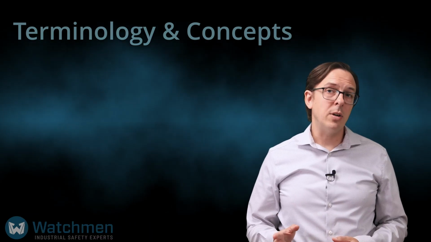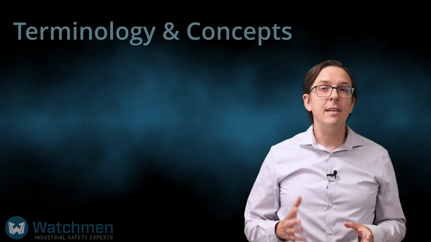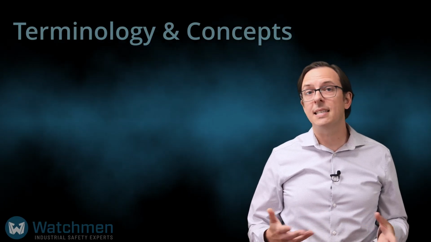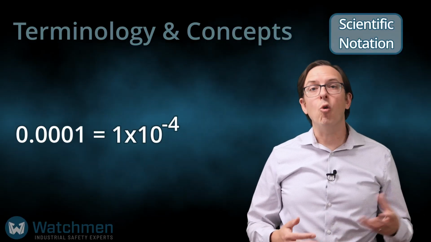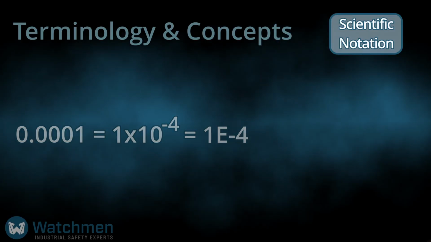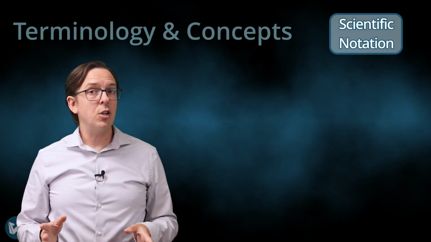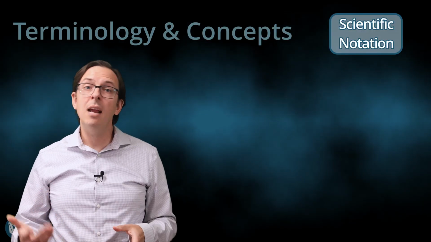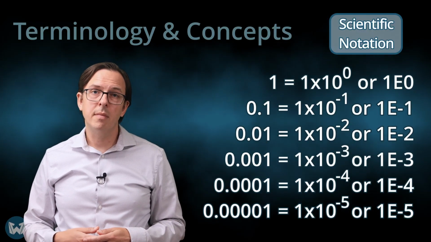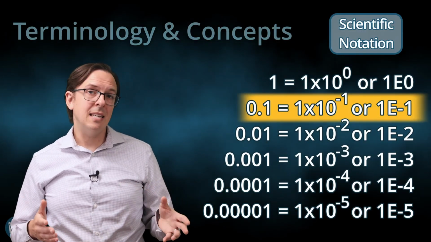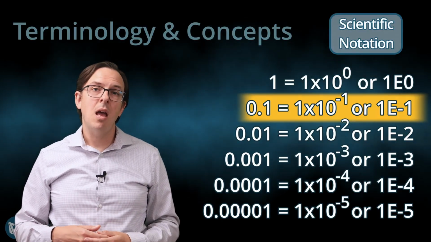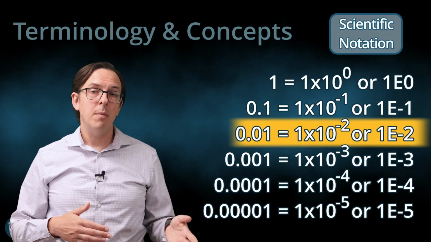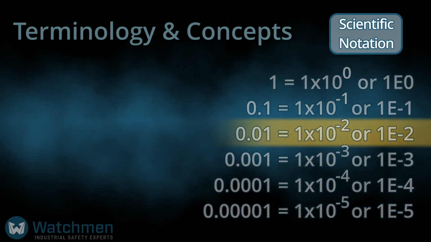Because we deal with very small numbers in LOPA, you will often see frequencies and probabilities expressed as scientific notation, such as 1 times 10 to the minus 4 or 1e to the minus 4. Ask your facilitator if you're not sure about a given number, but here are a few examples. For example, 1e to the minus 1 means a 1 in 10 chance per year, and 1e to the minus 2 means a 1% chance per year.